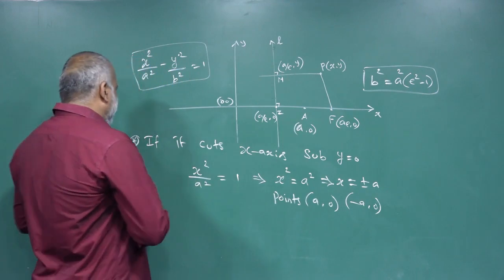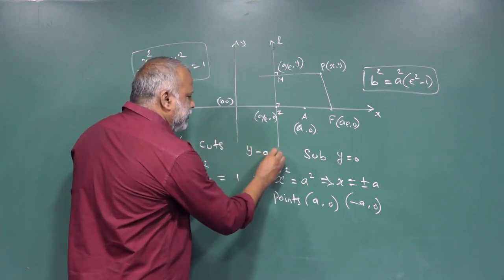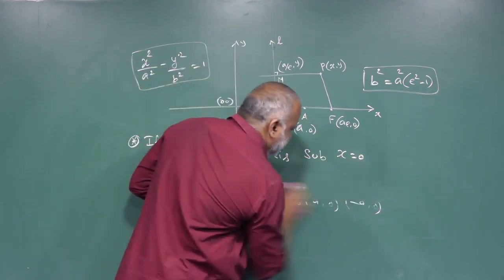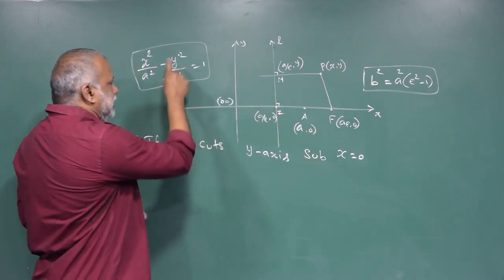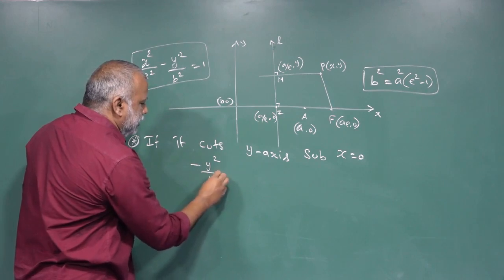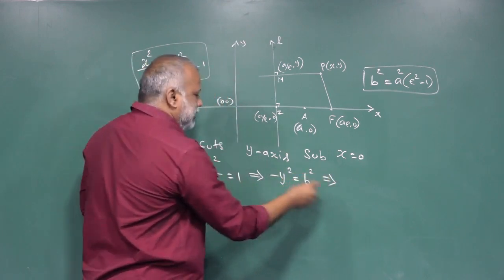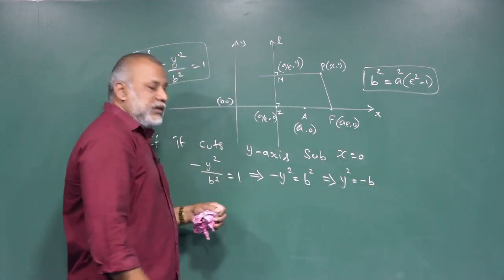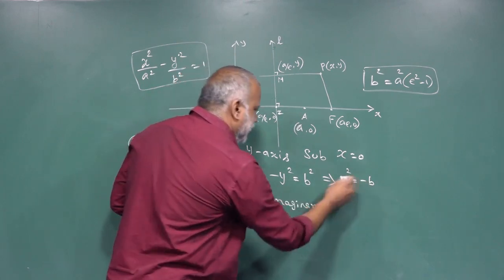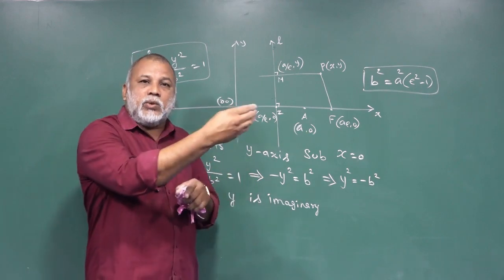Now this is concept number 2. Then see the third point. If it cuts the y-axis instead of the x-axis, then substitute x equal to 0. If I substitute x equal to 0 here, what is the remaining? This value becomes 0. The remaining is minus y squared by b squared equal to 1. So from this I can write minus y squared equal to b squared, that is, y squared equal to minus b squared. Therefore, y is imaginary. So the hyperbola does not cut the y-axis.